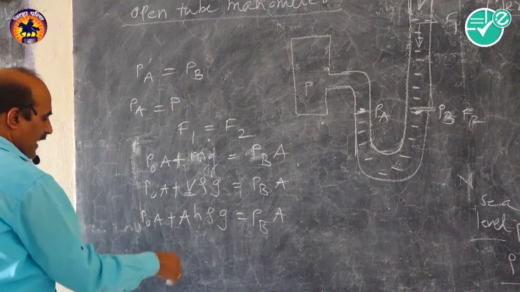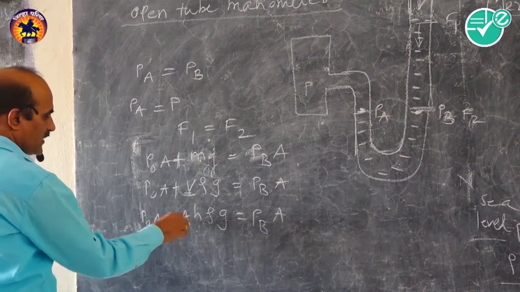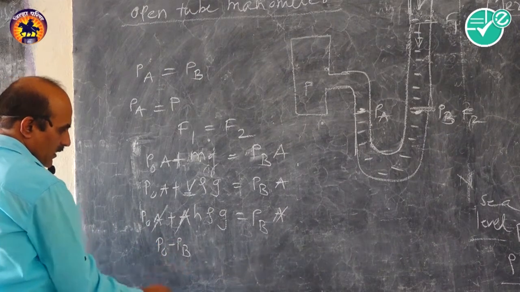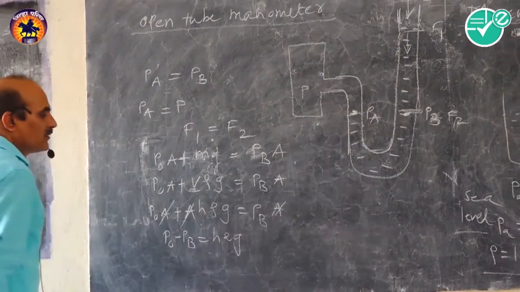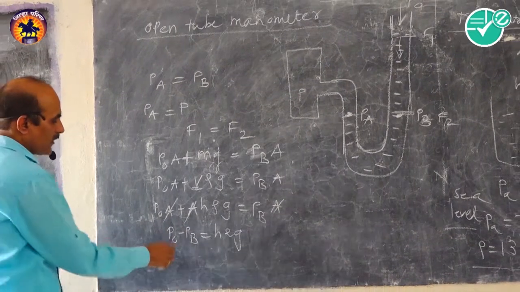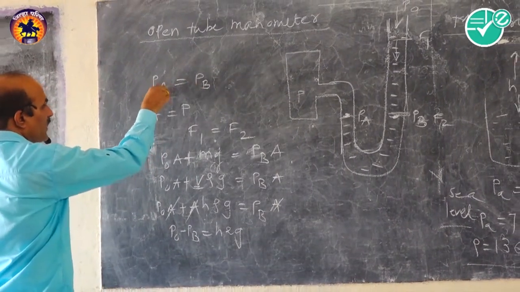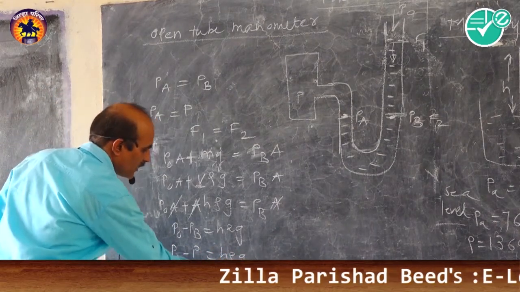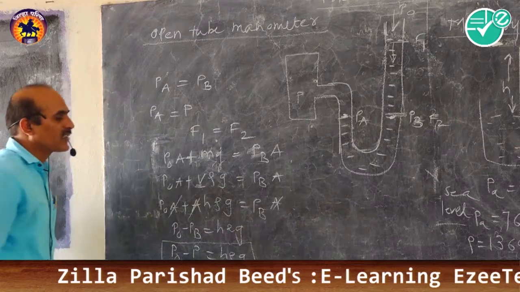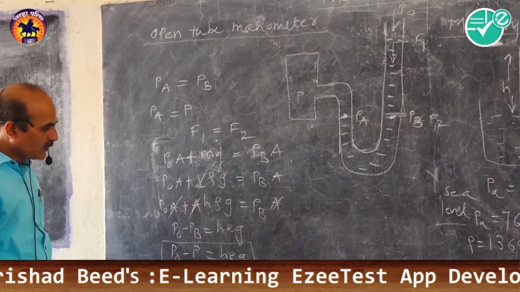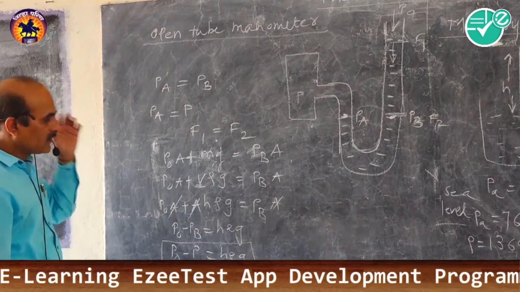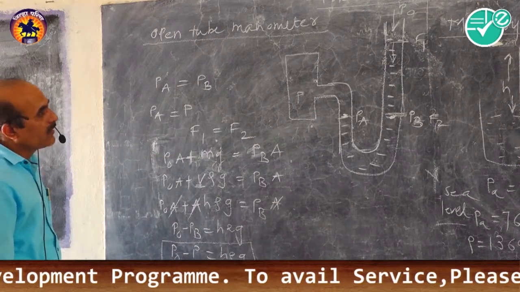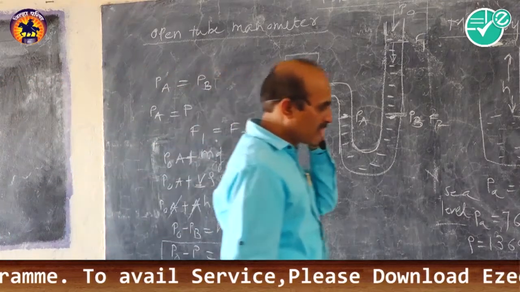If A gets cancelled, P0 minus PB is equal to h rho g. This is the pressure difference, and you know that PB is equal to PA and PA is equal to P. So P0 minus P is equal to h rho g. From this equation you can calculate the pressure difference in the open tube manometer. So these are the two devices which come from Pascal's law. I hope that you can understand it.